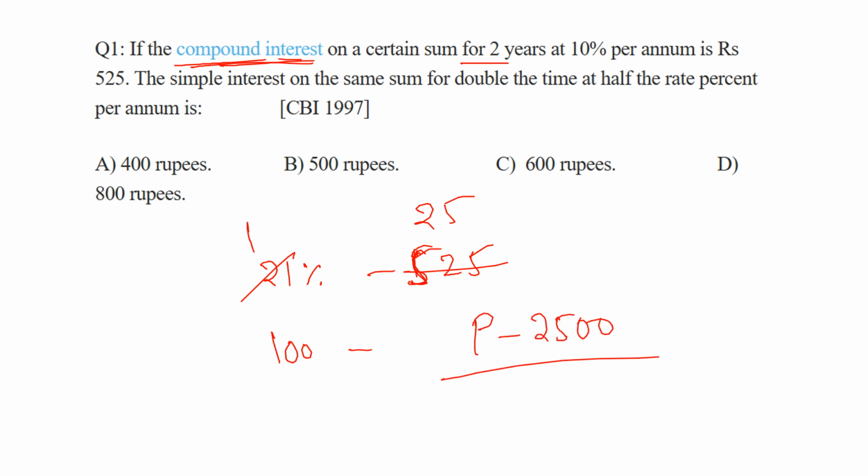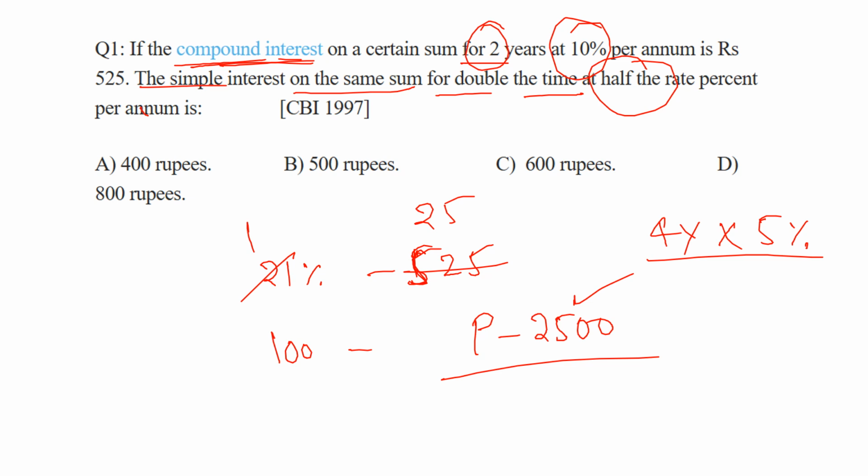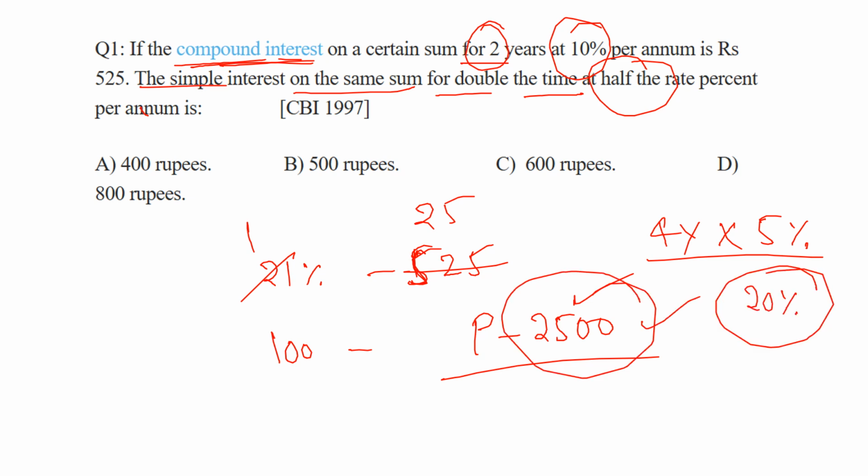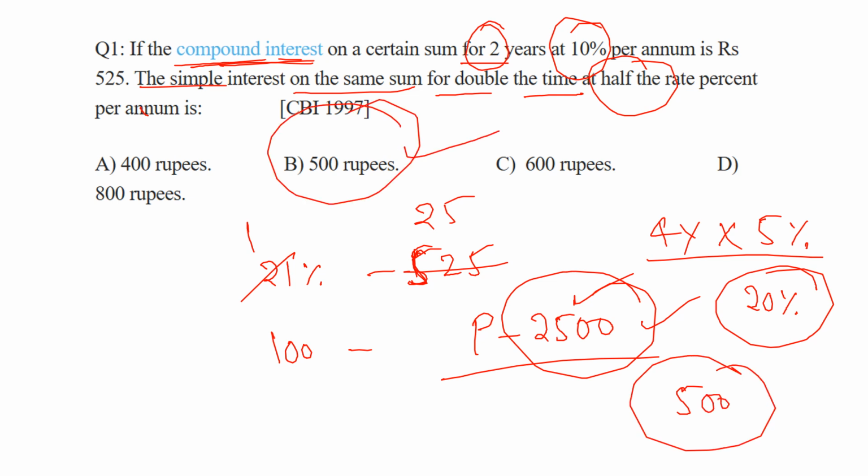The simple interest on the same sum, the sum should be the same, for double the time. So it's not 2 years, it's 4 years, and half the rate percent, not 10, here 5% only. It should be 4 into 5, 20%. What is 20% of 2500? Directly you can say 500. 10% is 250, 20% is 500. I hope it won't take much time, right guys?